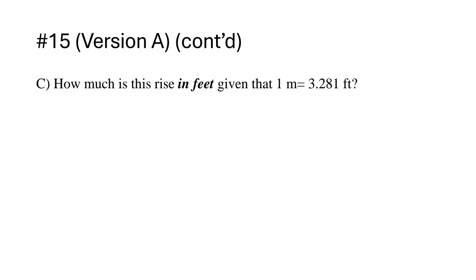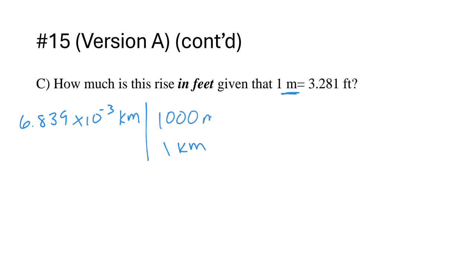Okay, so the last part, C part. How much is this rise in feet, given that 1 meter is 3.281 feet? Okay, so this time we're going to take our number, and whatever number you came up with in B, you put down here. So if it wasn't the same number as mine, I went ahead and did the calculation to make sure your answer matched your starting number. Okay, so we need to go to, we have meters here, but we're starting with kilometers. So once again, 1 kilometer is 1,000 meters. Okay, and then 1 meter is 3.281 feet.